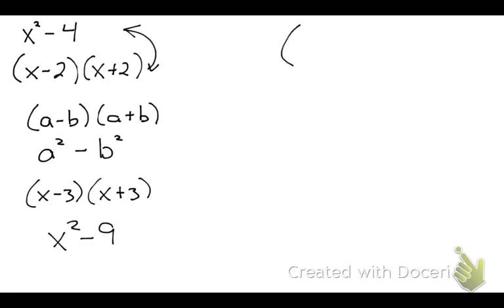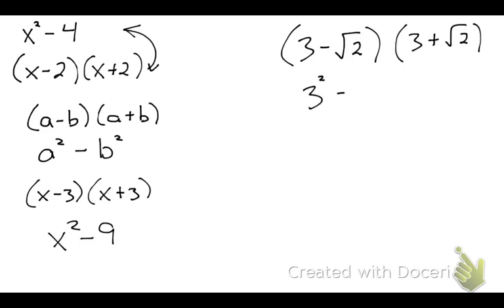But let's say we had 3 minus the square root of 2 times 3 plus the square root of 2. Well, hopefully you notice that this is just like the stuff on the left. This is just a minus b times a plus b, a certain form. And that this will have to be 3 squared minus the square root of 2 squared. But 3 squared is 9, and the square root of 2 squared is 2. So that happens to simplify to 7.